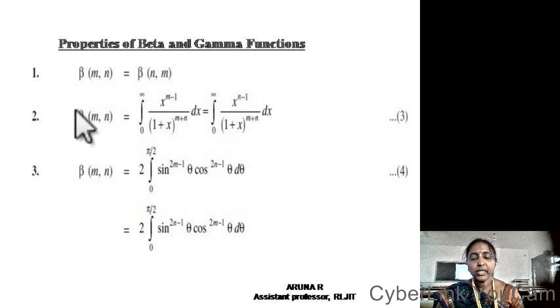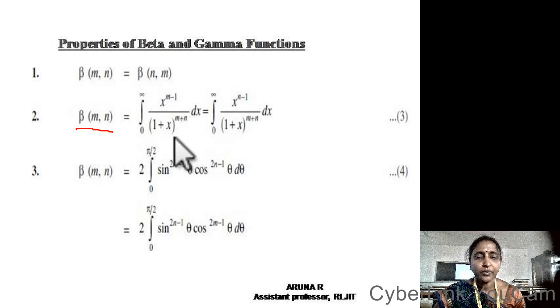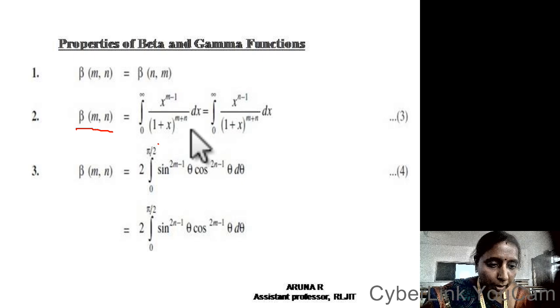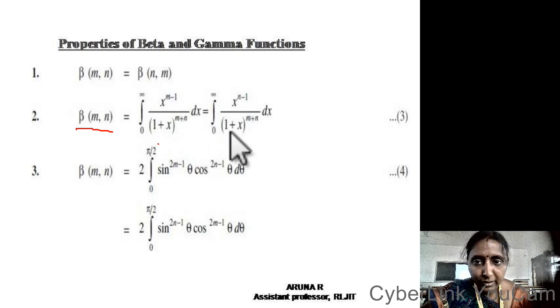The first property says that beta of m comma n is always equal to beta of n comma m. And the second property is beta of m comma n is equal to the integral from 0 to infinity of x to the power m minus 1 by (1 plus x) whole to the power m plus n dx. This is also equal for the n term.